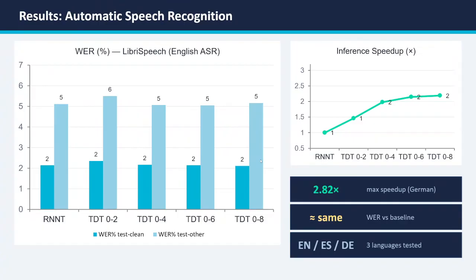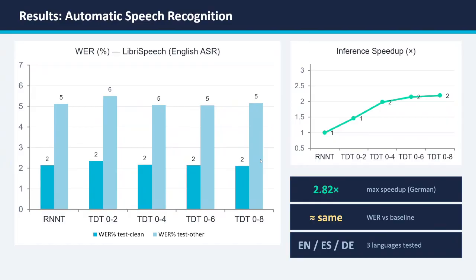The experimental results are outstanding. On the English LibriSpeech dataset, TDT achieved a 2.19 times speedup, and the word error rate actually dropped slightly. The biggest speedup was on the German MLS dataset, hitting 2.82 times. This is because German subword tokens are typically longer, making frame skipping much more effective.